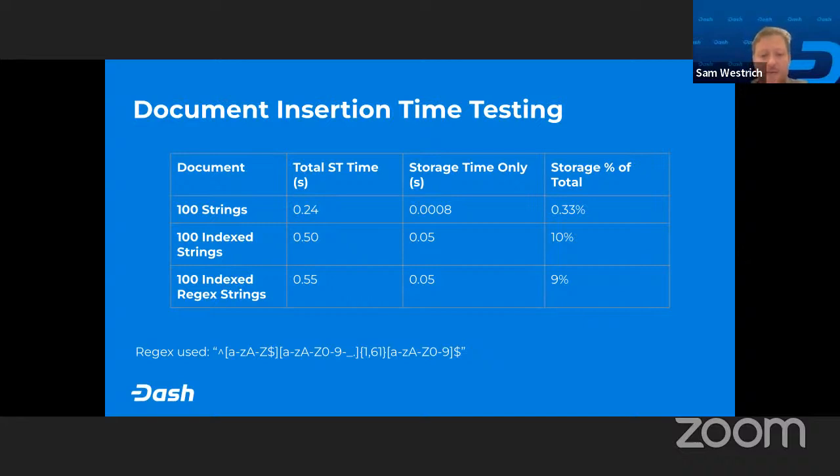What we need to represent here is more the fact that the storage is at 9 or 10%, or 0.33%, which is extremely low, of the total time, which means that there's a lot of optimization still to be had, and also means that our storage is extremely efficient.